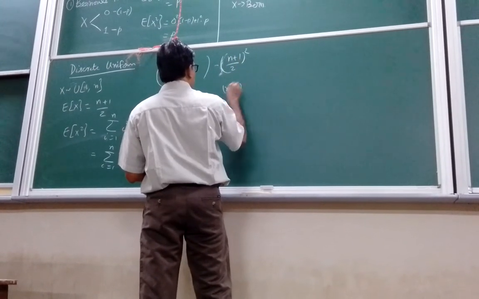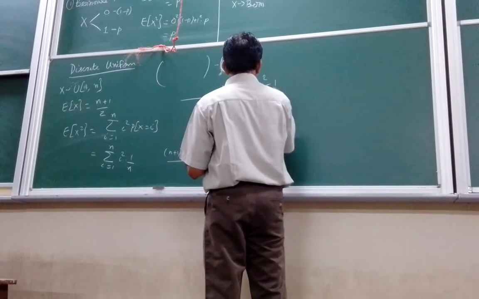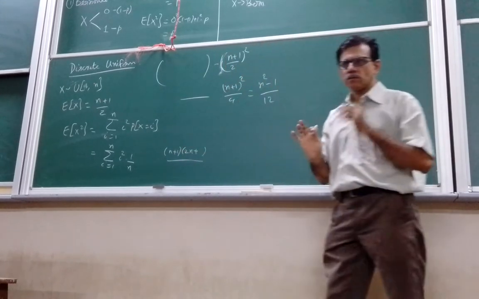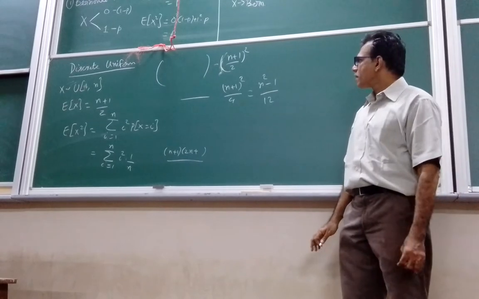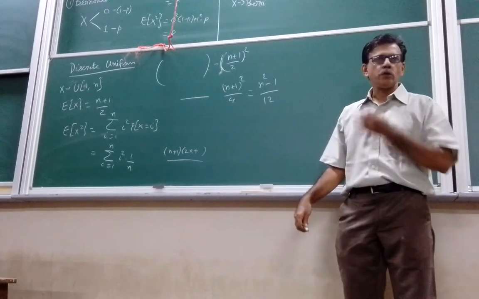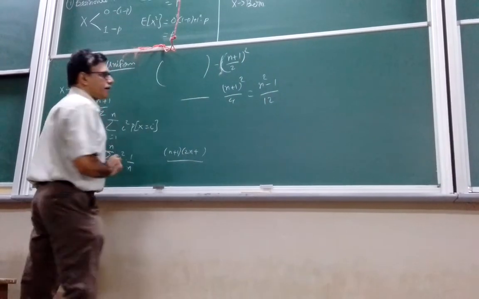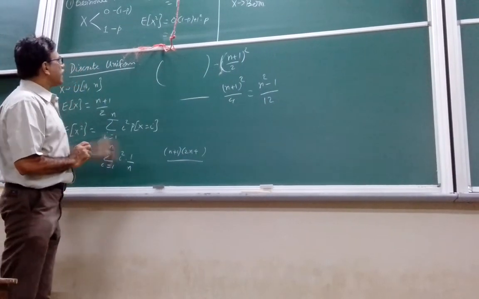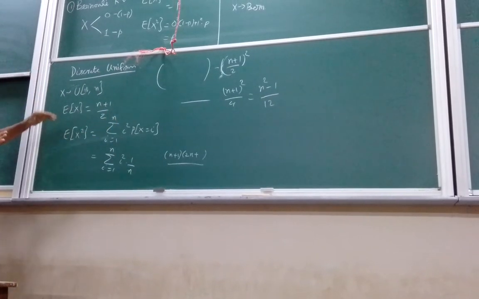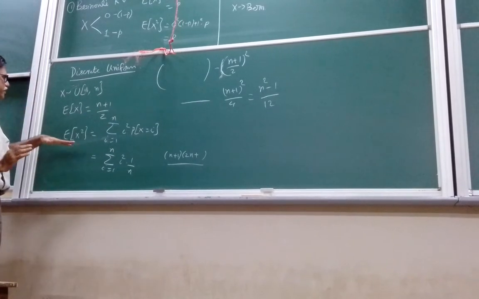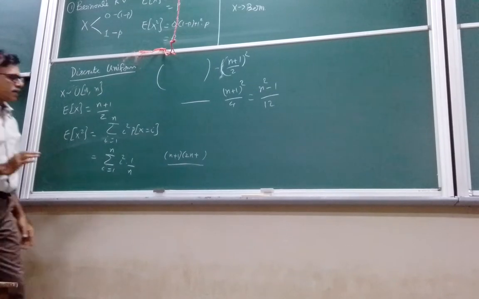Then you do this one, you will get something like, if I remember correctly, n squared minus 1 by 12. You can refer to this in the standard tables. So that is about the discrete uniform random variable. So again, what we have done so far in these two techniques is that we have used the standard definition, E of x squared minus E of x the whole square.